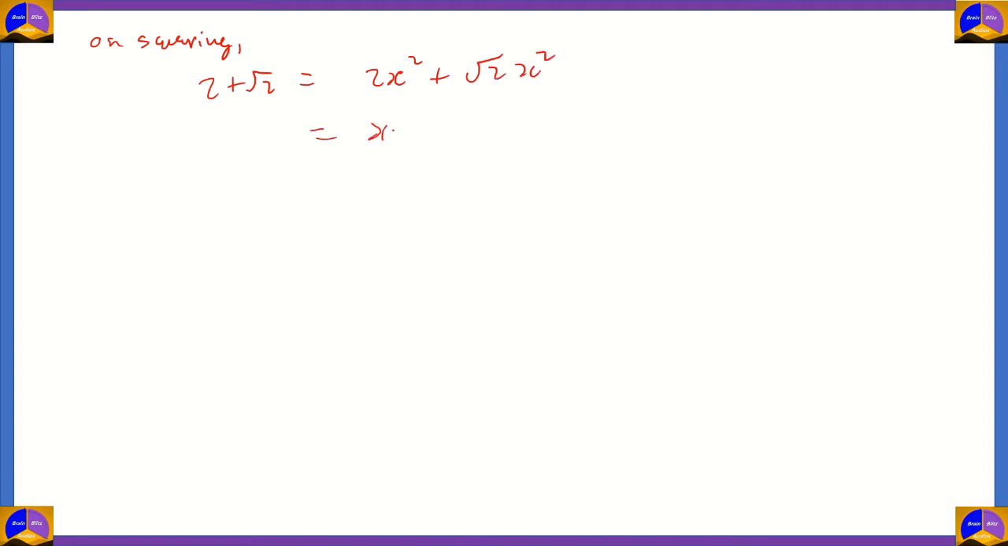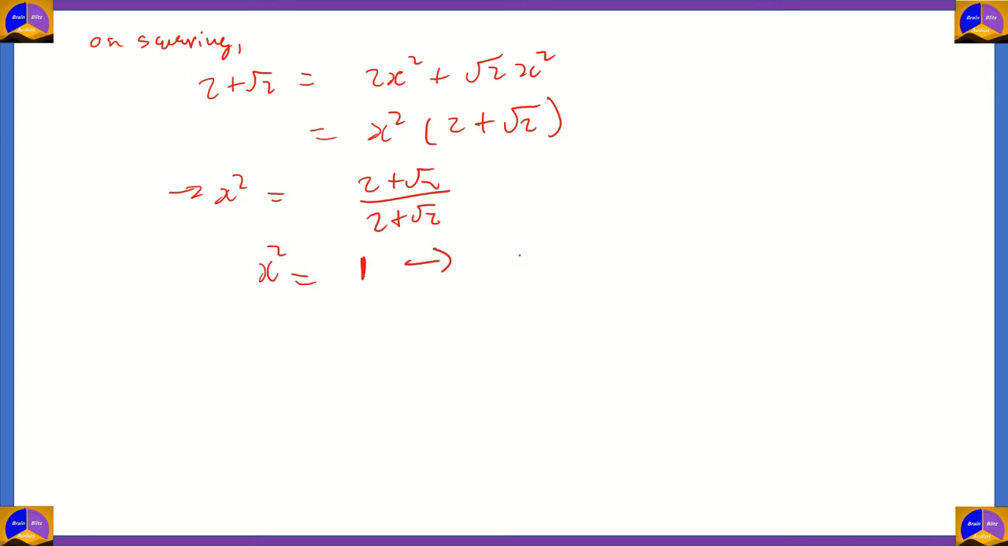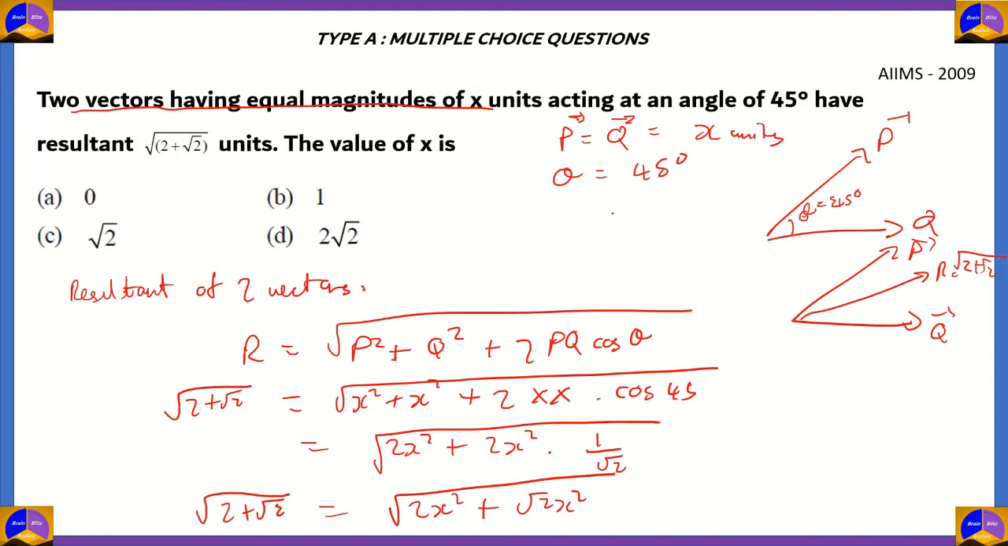We'll take x squared common, so the value inside the bracket will be 2 plus root 2. Therefore, x squared will be equal to 2 plus root 2 divided by 2 plus root 2. Both the values are the same, so you get 1. When x squared equals 1, the value of x is equal to 1. So therefore, the right answer is option B, 1. And we used the formula for the resultant of two vectors.